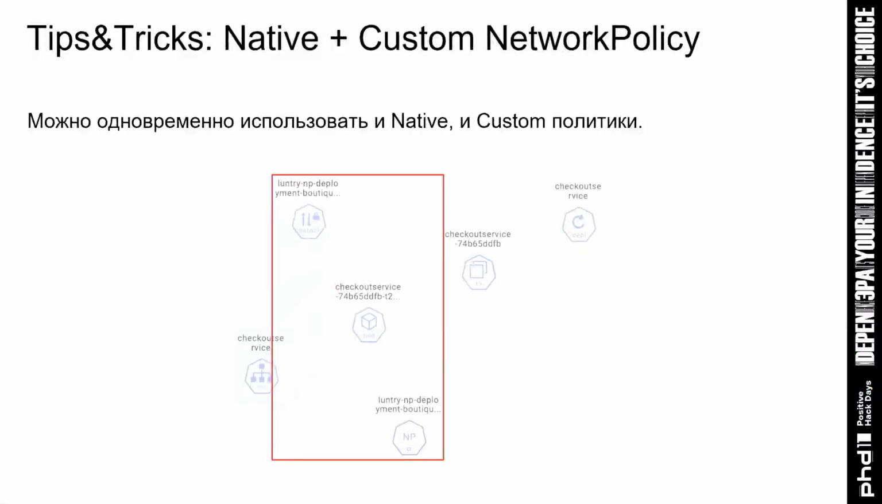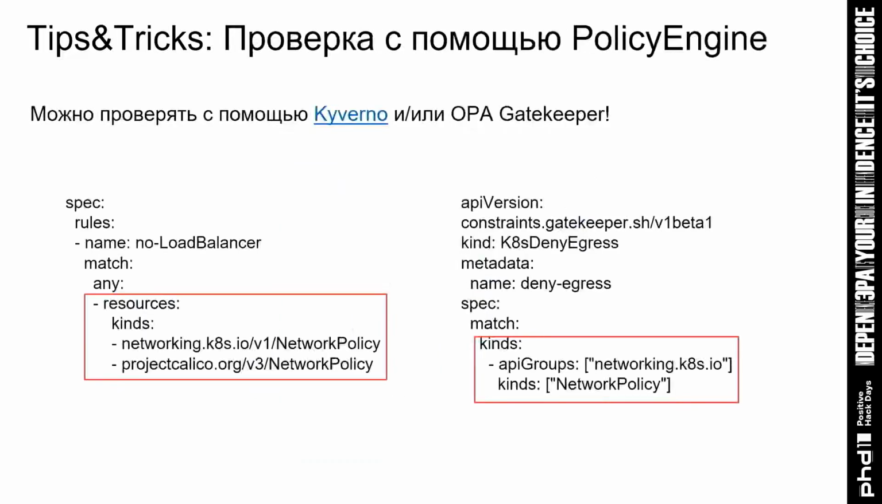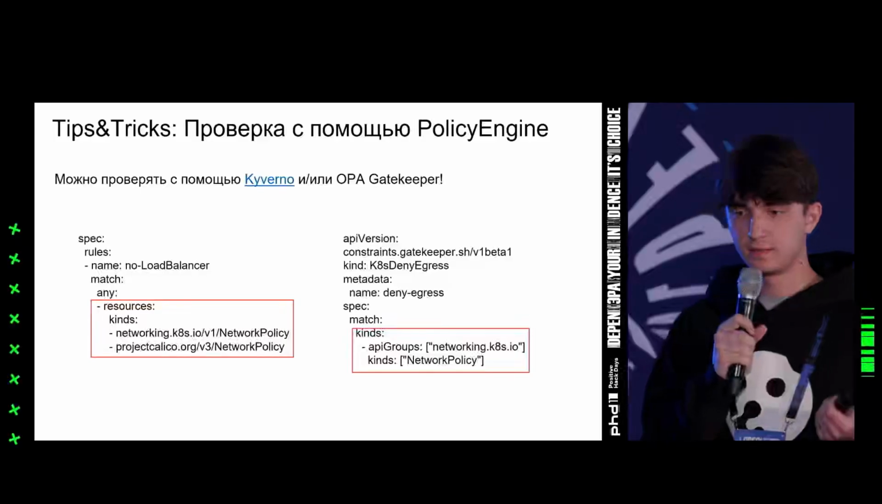CNI vendors that give us an opportunity to make use of custom network policies allow us to mix and match native and custom policies, which is very good and non-constraining. If you want to use Calico in one space and Cilium in another space, and you have native network policy, you can do it, and you can use them at the same time.